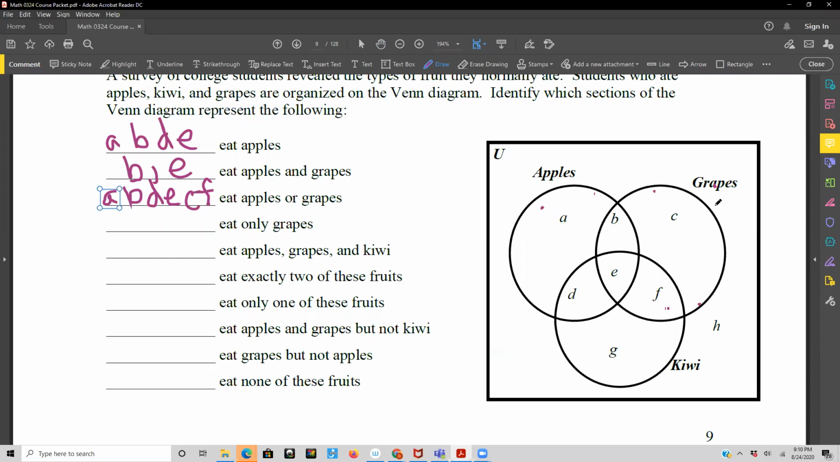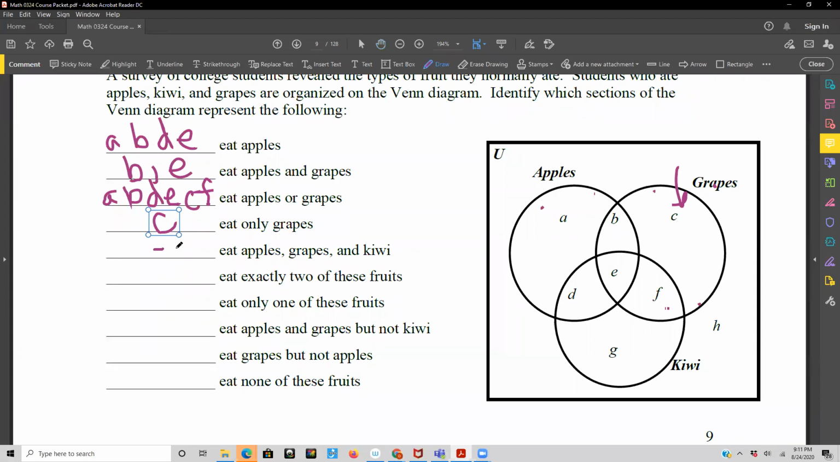All right, those that eat only grapes, that means grapes and nothing else, so that's little old C out here. Eat apples, grapes, and kiwi. So that would be the overlap of all three of those, so that's your middle overlap right here.